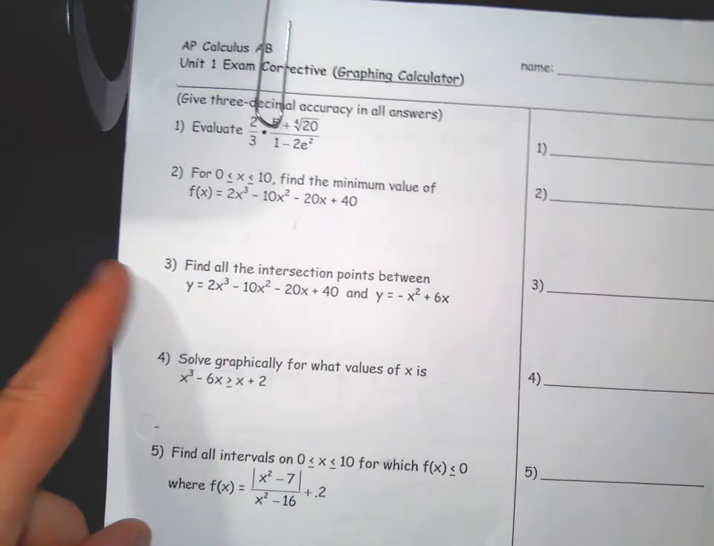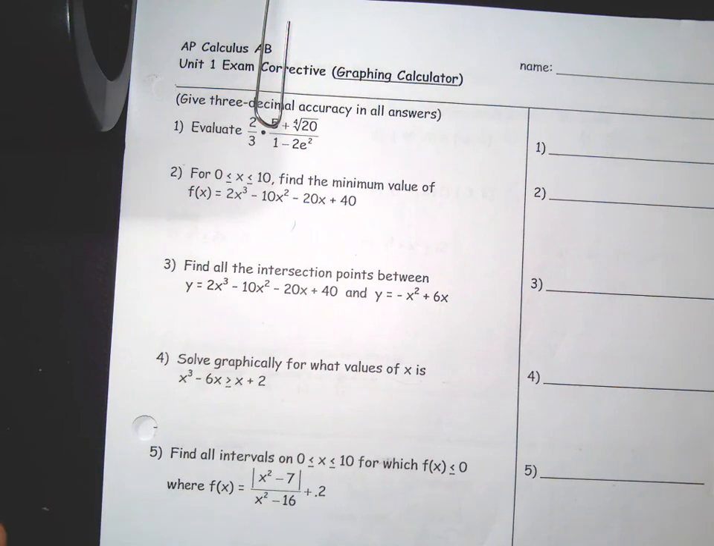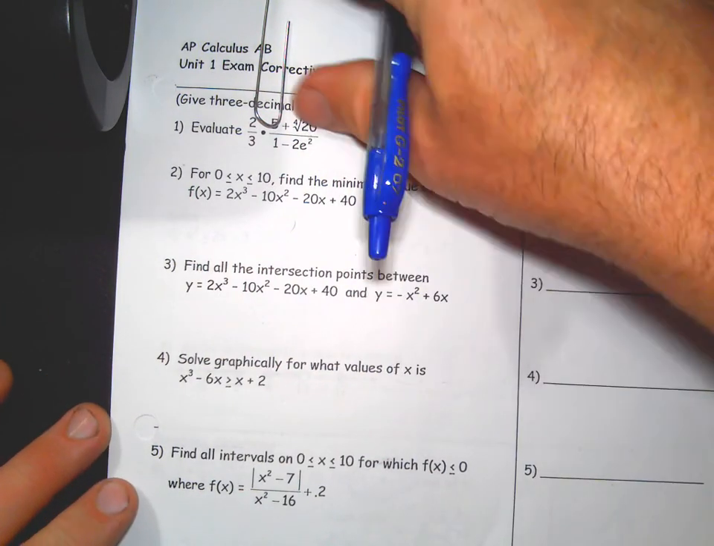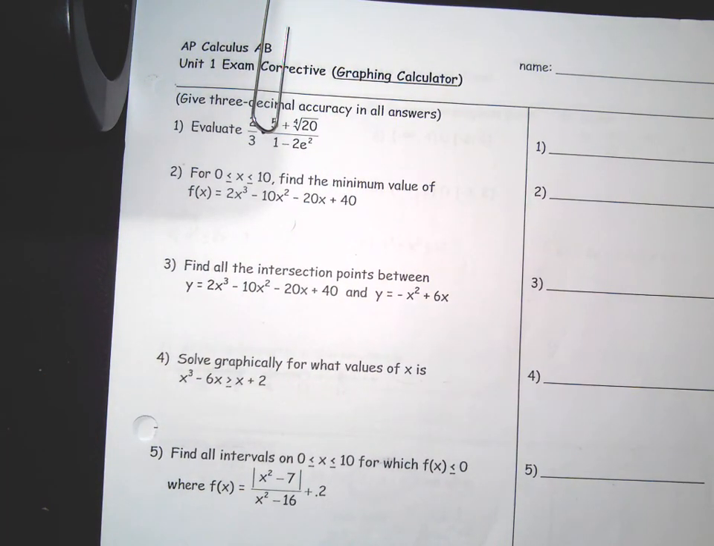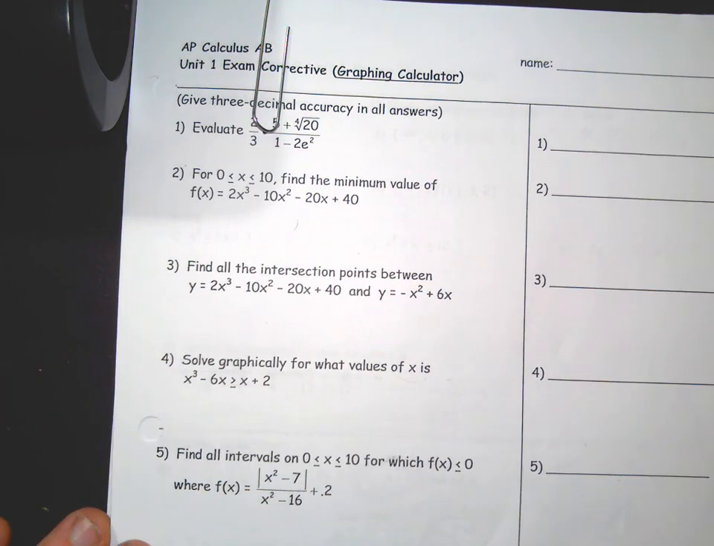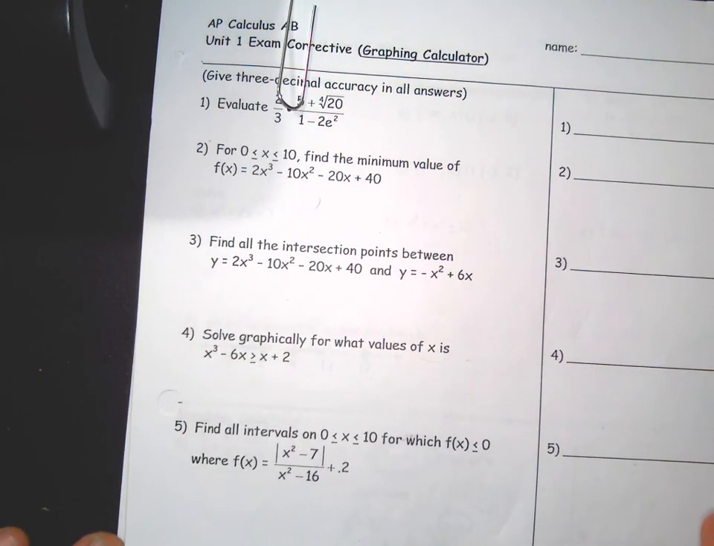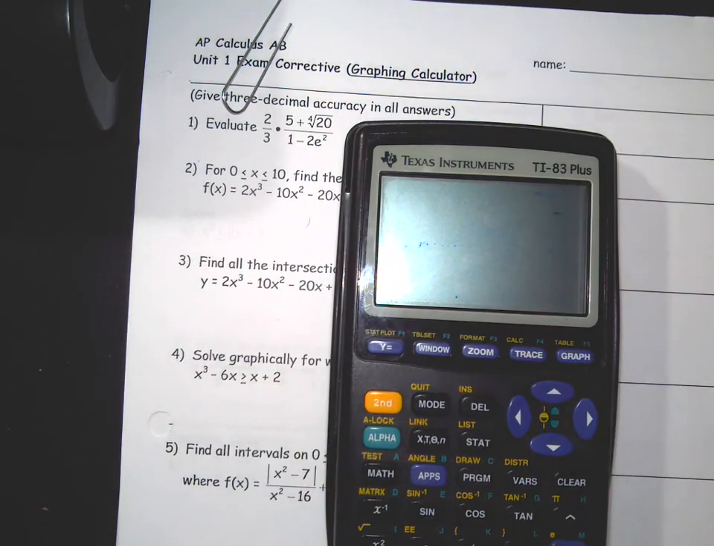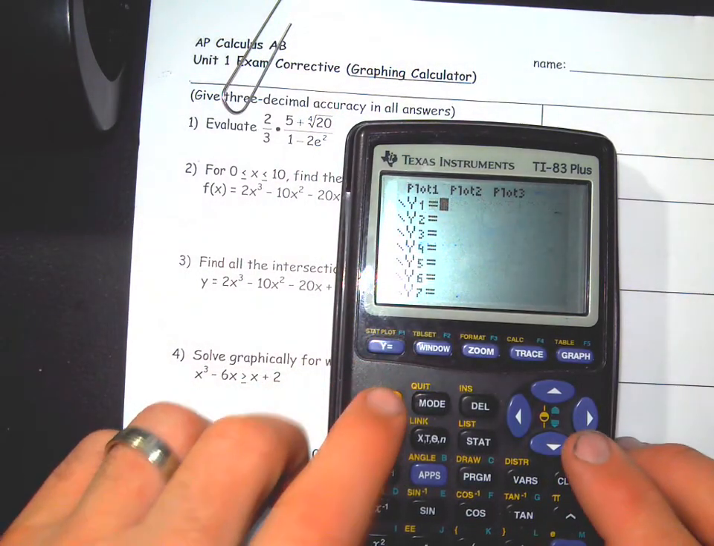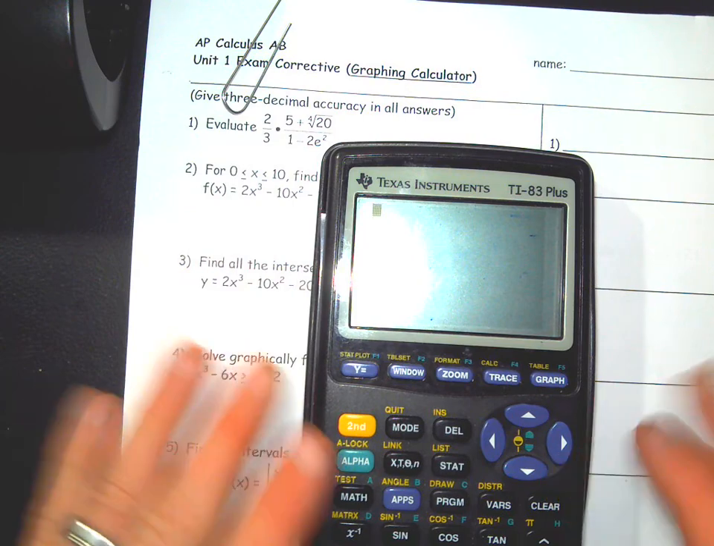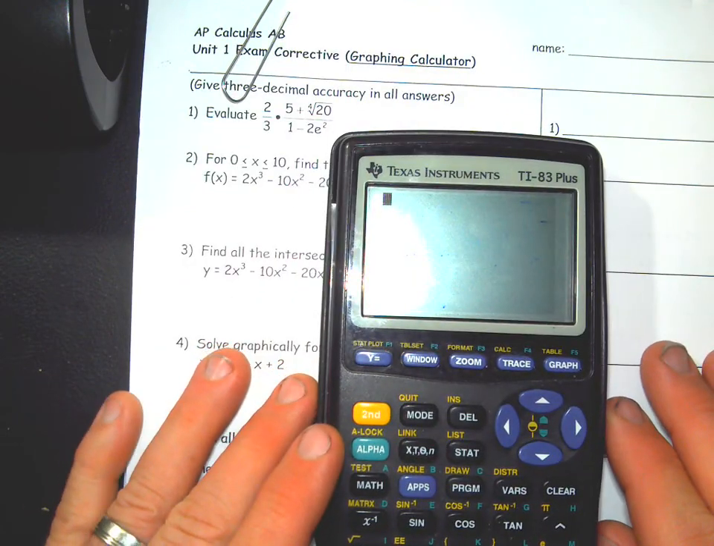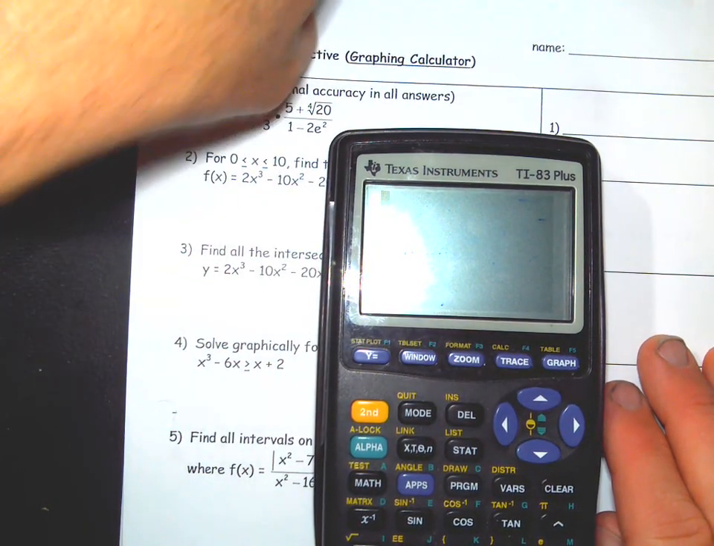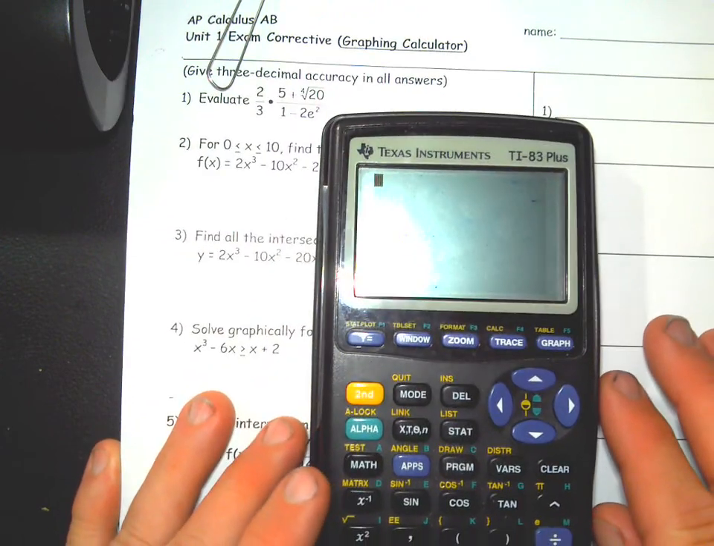Graphing calculus part was definitely a challenge for some people. It was only worth 20 points, but still, test points are gold, so I want to take advantage of as much as possible. First one, I'm just typing this in. I think most people did pretty well on a problem like this. So you just want to make sure you put parentheses in the right places. We want 3 decimal accuracy, rounded or truncated, for all answers.